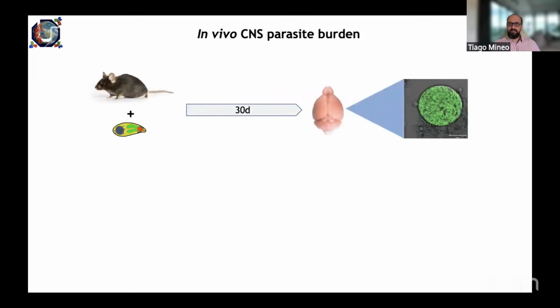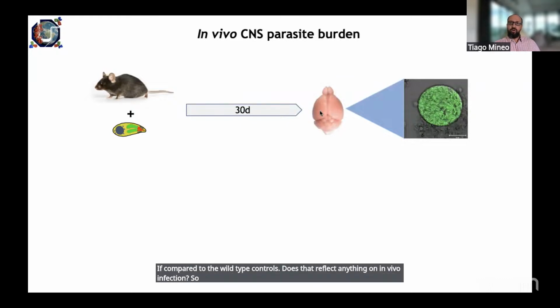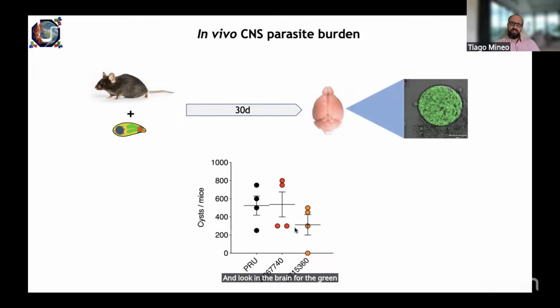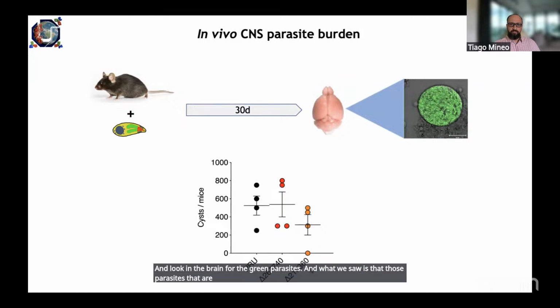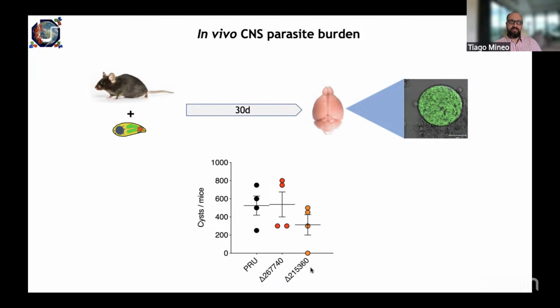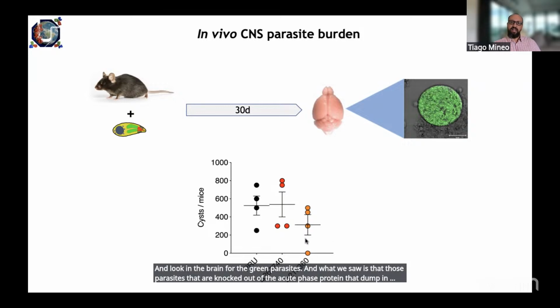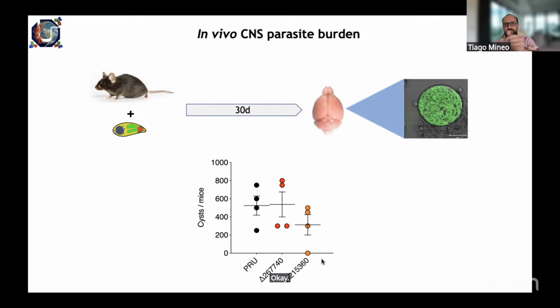Does that reflect anything on in vivo infection? So we looked at the chronic phase for the green parasites in the brain. We infected the mice, waited for 30 days, and looked in the brain for the green parasites. And what we saw is that those parasites that are knocked out of the acute phase protein that dampens ROS, those mice would have less parasite burden in the brain. Okay, so that's what we're doing right now.